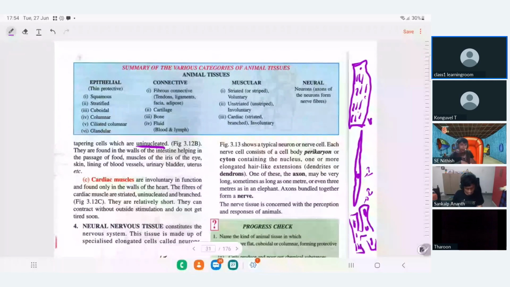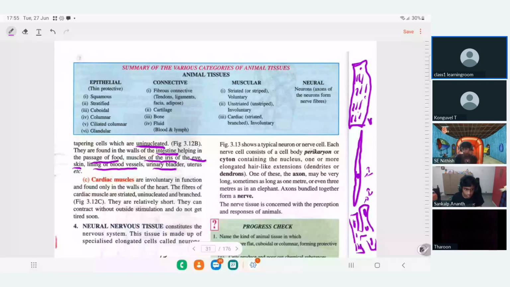Where the smooth muscles are present: walls of the intestine for passage of food, eye muscles of the iris of the eye, skin, lining of blood vessels, urinary bladder, uterus, etc.